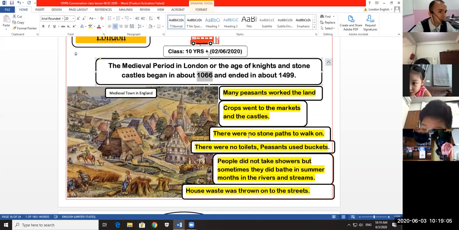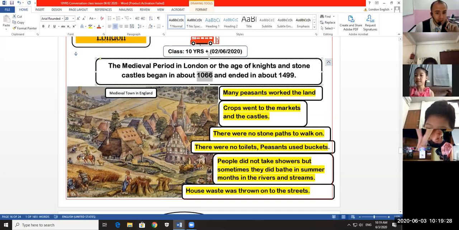So what this means at the time, and this happened for everyone, whether you were a peasant or you were wealthy, you suffered from head lice, okay? Lice on your skin, fleas. So you didn't take showers. This is another big thing. So if you think about this town now, all their waste is thrown onto the street, okay?